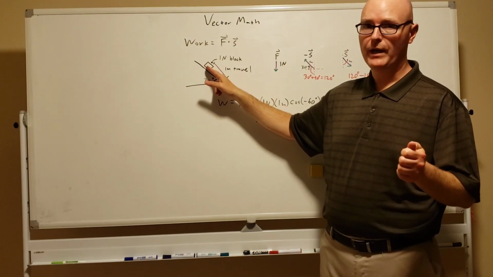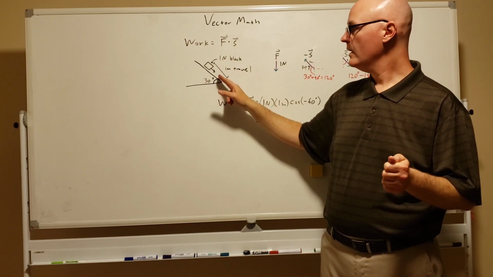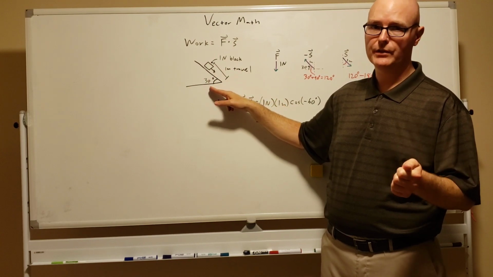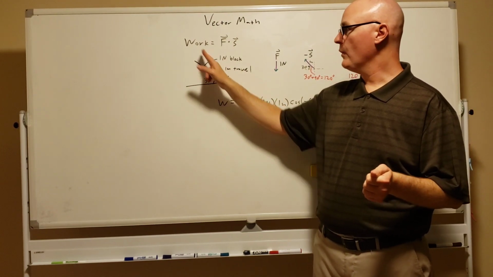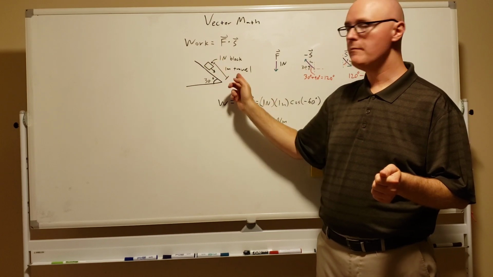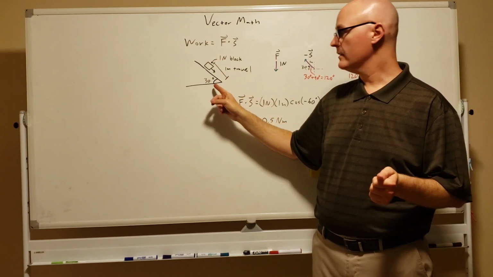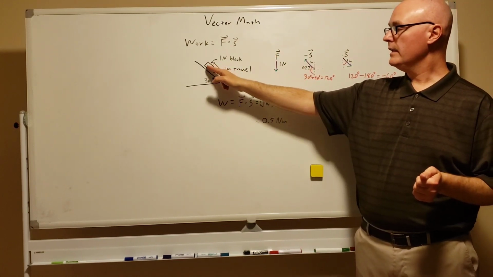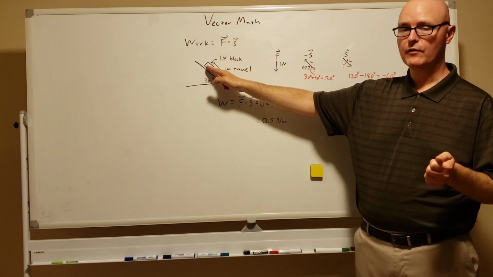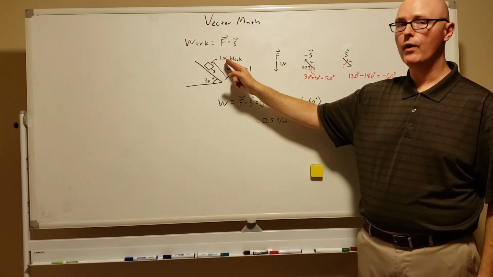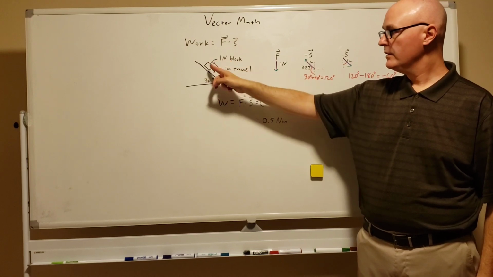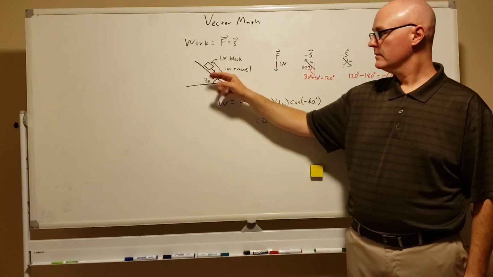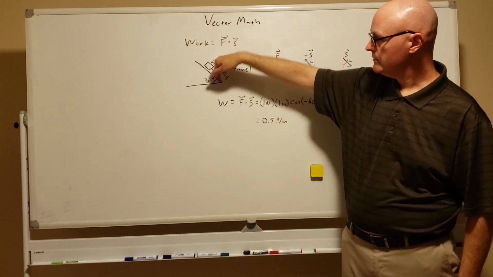So the block has a weight of 1 Newton, and this inclined plane has an angle of 30 degrees. We want to know the work done traveling 1 meter down this inclined plane. So our force vector is straight down from the block. I have 1 Newton pulling from gravity on this block straight down. The displacement is going to be in this direction.